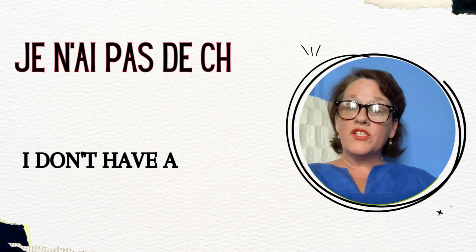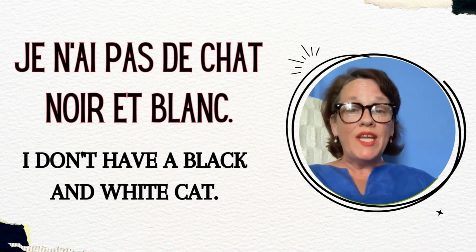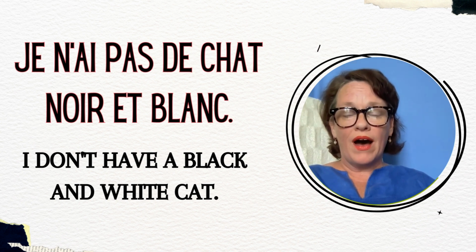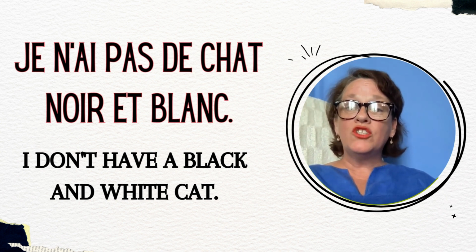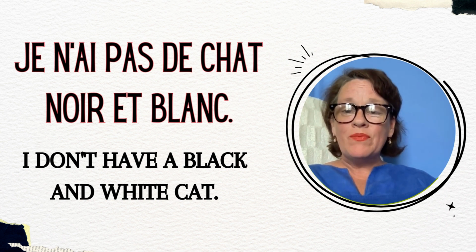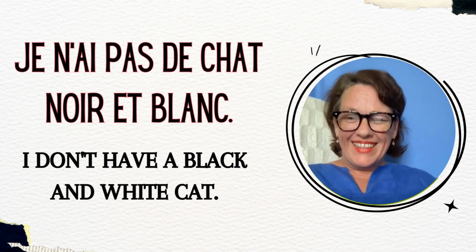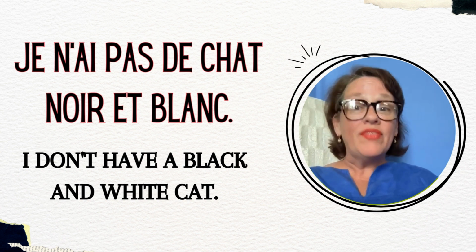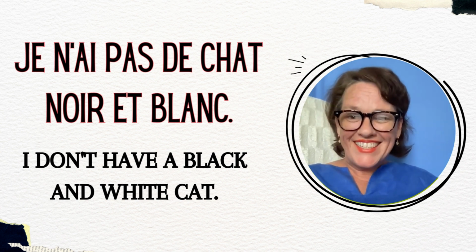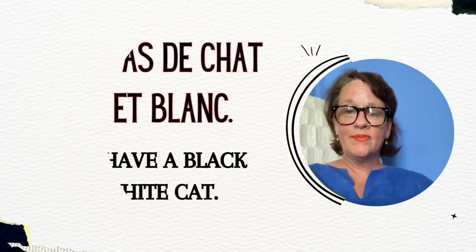The answer to that question would be, je n'ai pas de chat noir et blanc. You see, I'm using the negation ne pas, and the word un changes to de. In English, it still means I don't have a black and white cat. So that's the tricky part. In English, in this example, anyway, the word a doesn't change at all. So you have to remember the rule.